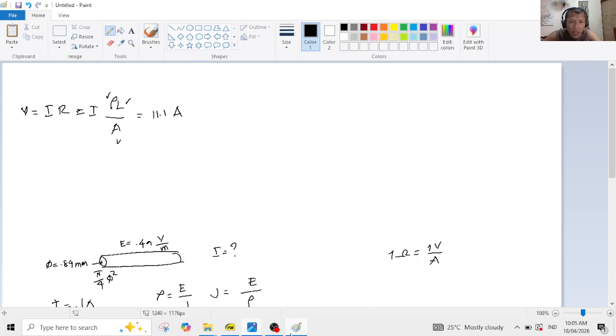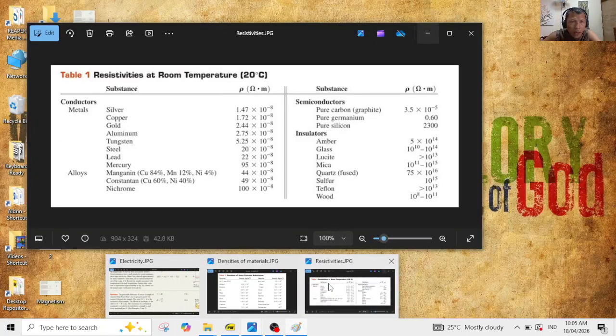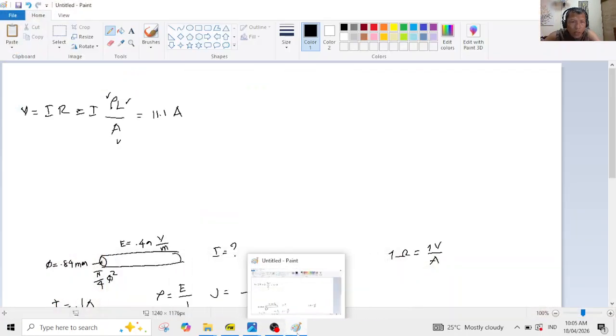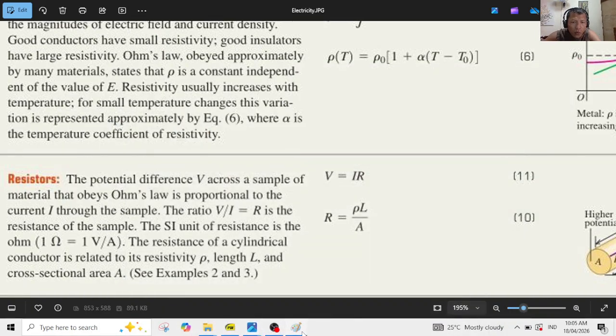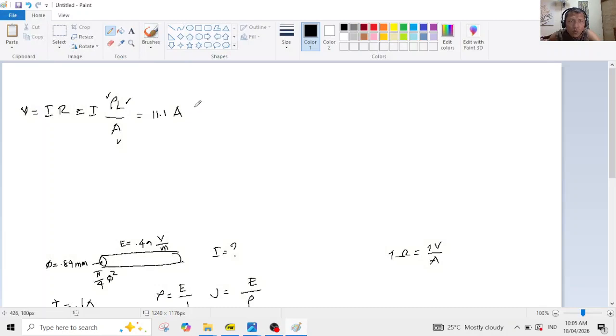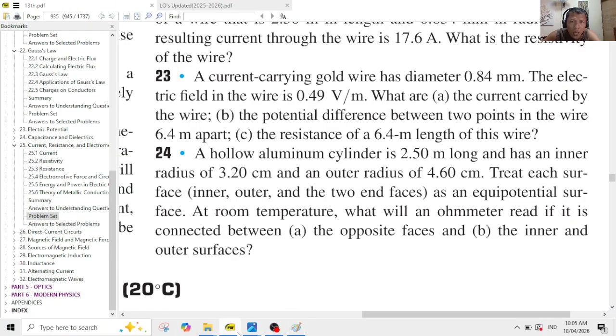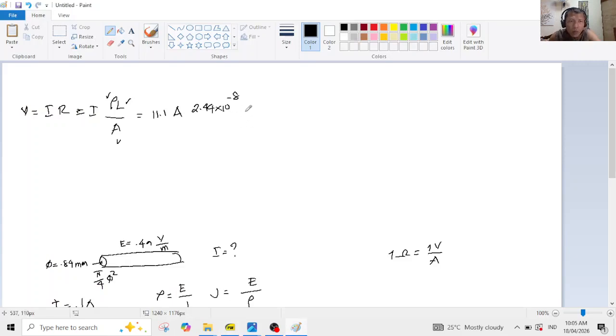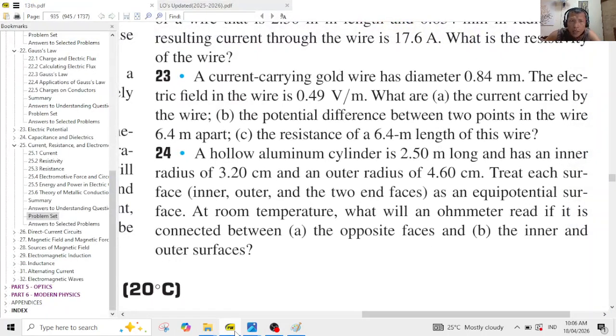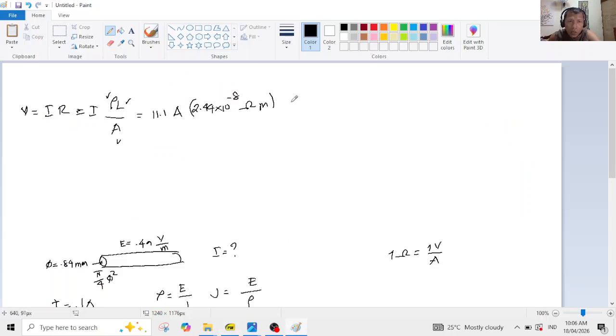Your resistivity, we got that earlier for gold, that is 2.44 times 10 to the negative 8 ohm meter. This is gold, if I'm not mistaken, a current carrying gold wire. That is your resistivity. And then the length for letter B is 6.4 meters apart.